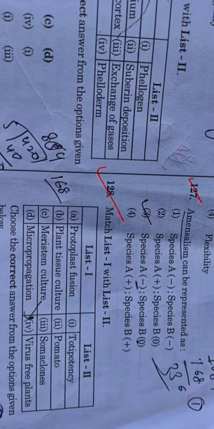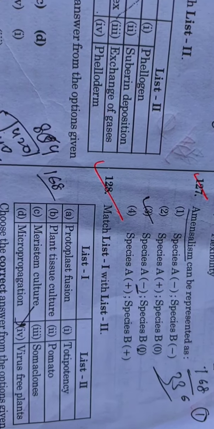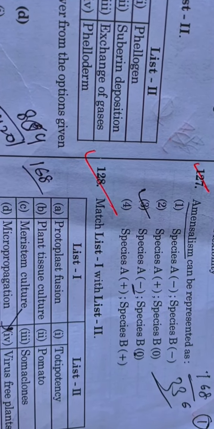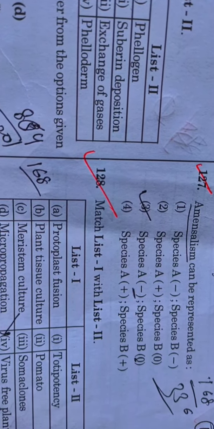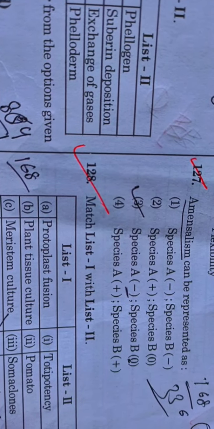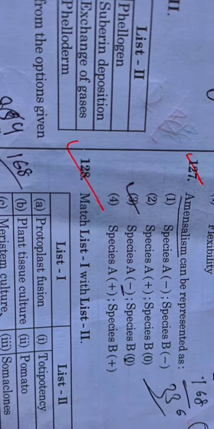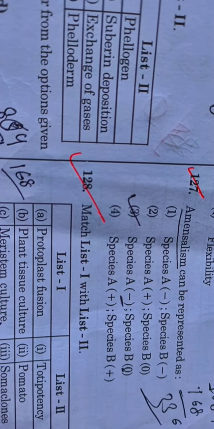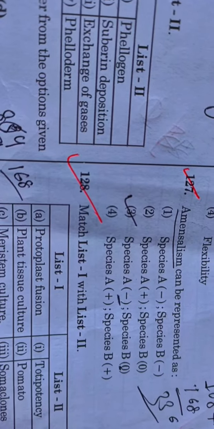Now question number 127. Amensalism can be represented as... So we should be aware of the signs used here, that plus indicates a beneficial interaction, minus sign indicates a detrimental interaction, and 0 is for neutral interaction. So amensalism, it is species A minus and species B 0. So option C is the correct answer.